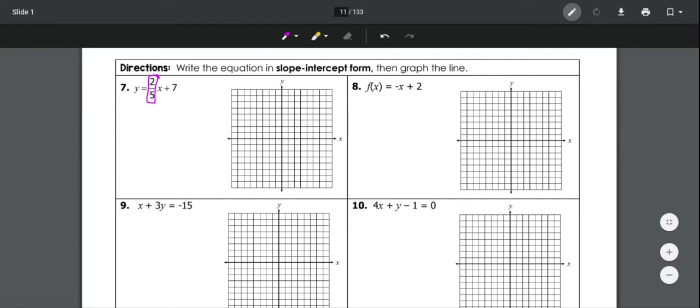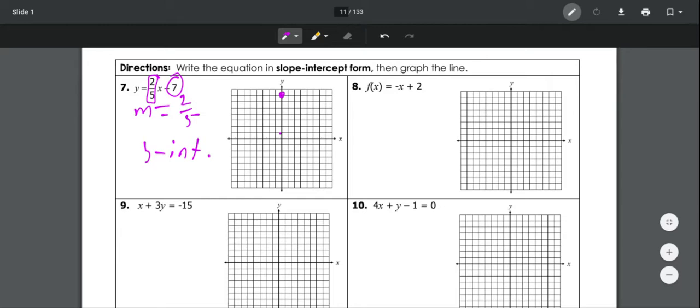This first number in front of our x is our m, so that's our slope, which is rise over run. That second number is our y-intercept. So that's our starting point when we go to graph this. So we're going to go 1, 2, 3, 4, 5, 6, 7. So we're going to start out right there.